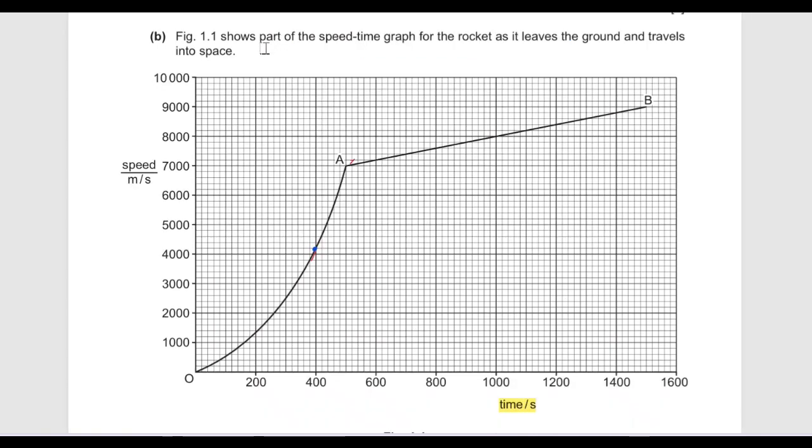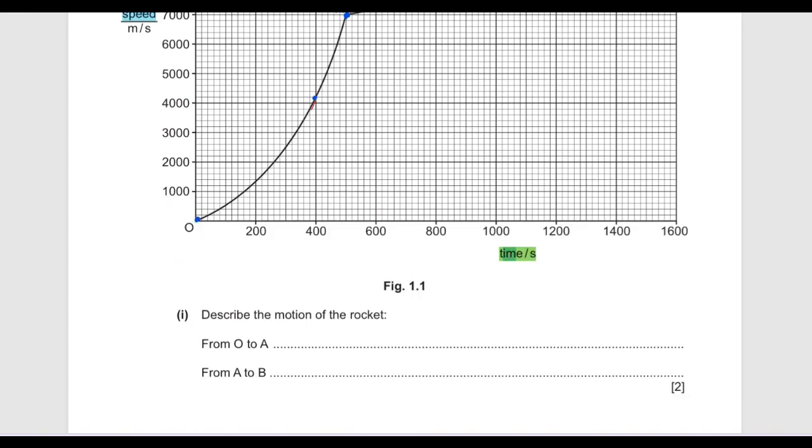amount of mass. B part is saying figure 1.1 shows the part of speed time graph for the rocket as it leaves the ground and travels into the space. On y-axis we have speed, on x-axis we have time, and you can see that from O to A it is like a curved shape, and from A to B it's a straight shape. We have to describe the motion of the rocket from O to A and from A to B.